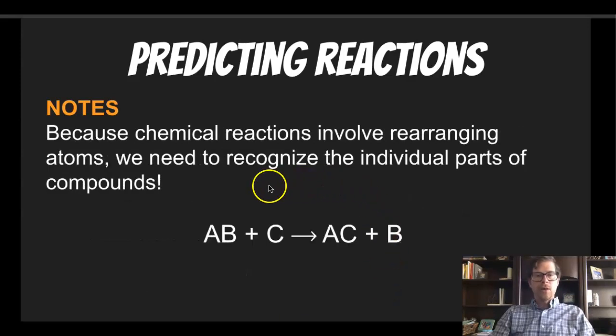Okay, so we need to recognize the individual parts of the compound. So remember, chemical reactions involve rearranging atoms, and what we need to do is look at these compounds and recognize they can come apart, right? In a single replacement reaction, you've got a compound, AB, right here. And the A and the B can come apart so that the A joins with the C in this new compound AC, and B ends up by itself. We need to see these as individual parts that can come apart and then mix back together in different ways.